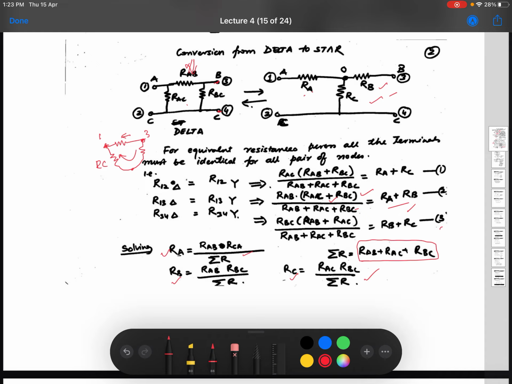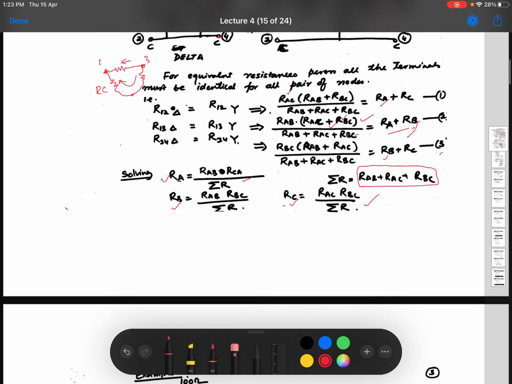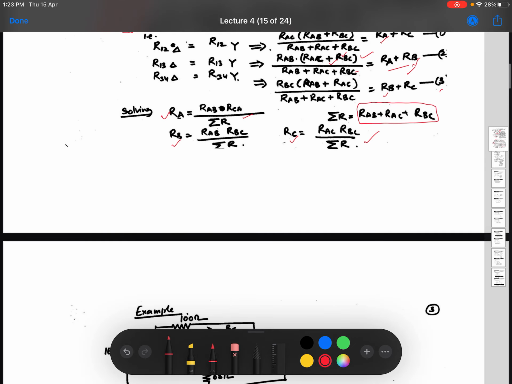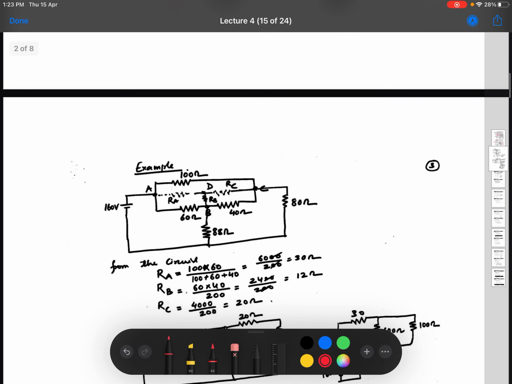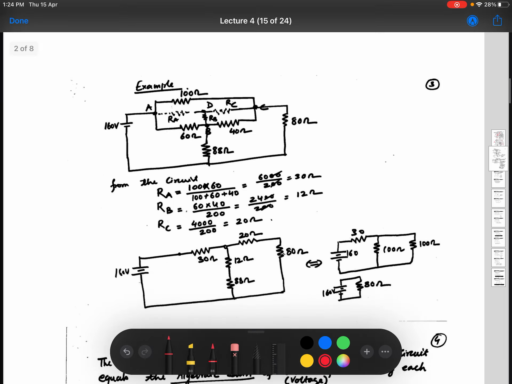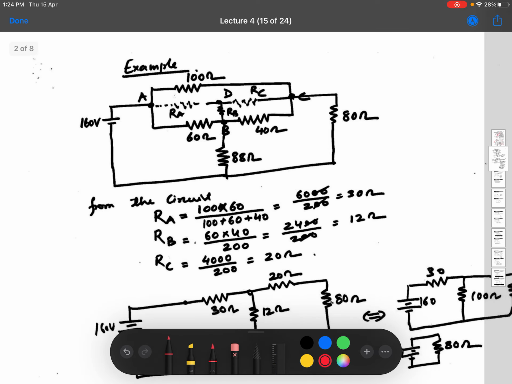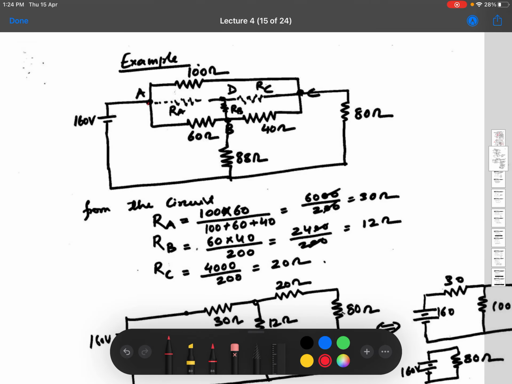That means that instead of finding RA, RB and RC, you try to find RAB, RBC and RCA. You just have to solve the equations the other way around, that's all. That is not done here, but you can easily solve it for yourself. Now let us go to the example and see how this method comes in easily for us. So I am showing the same circuit here.